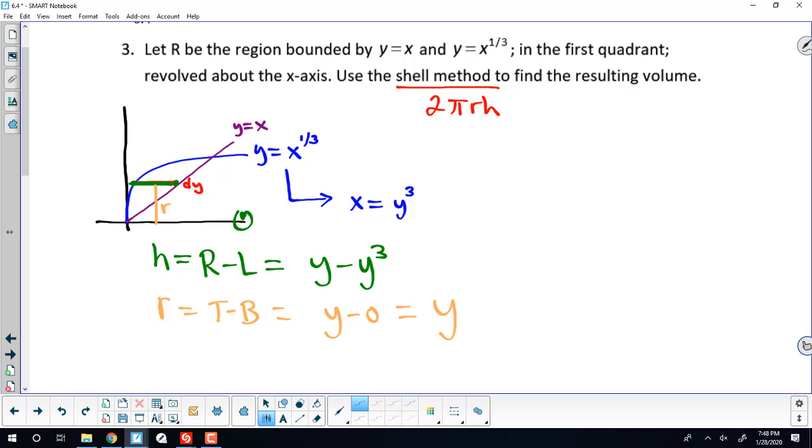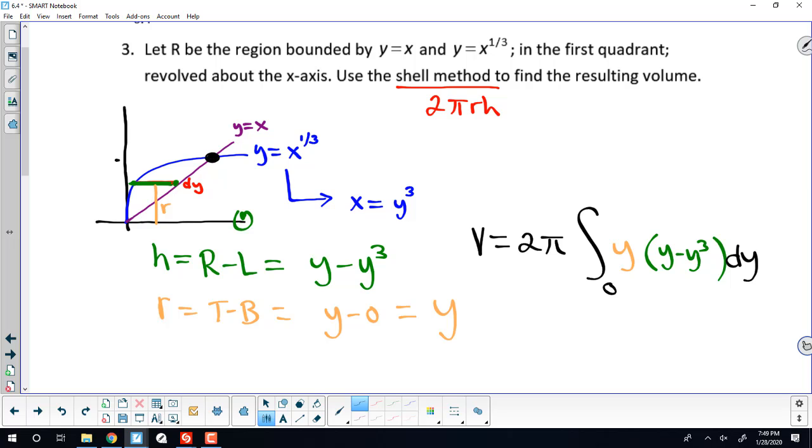Okay, so then our volume here will be, and we're basing it off of our shell, 2 pi times r times h, dy. And then y ranges from where to where? So 0 to, what is this y value? Is it 1?